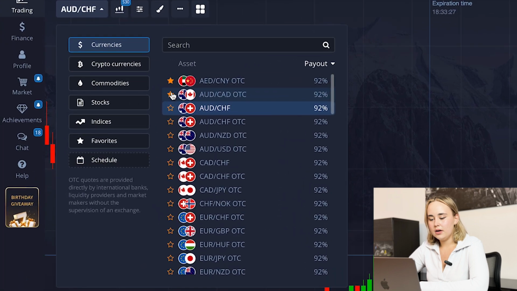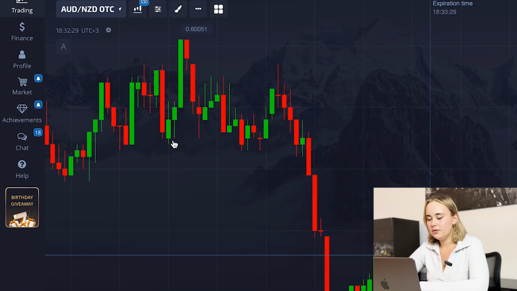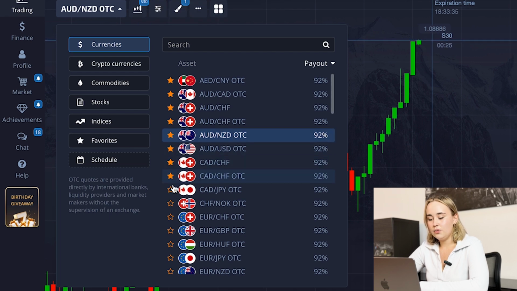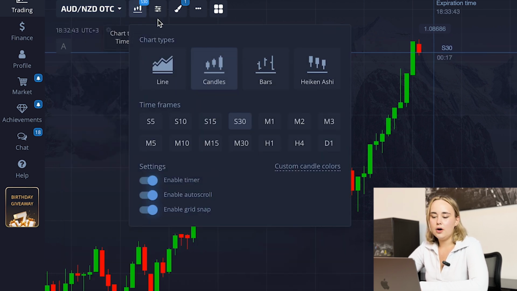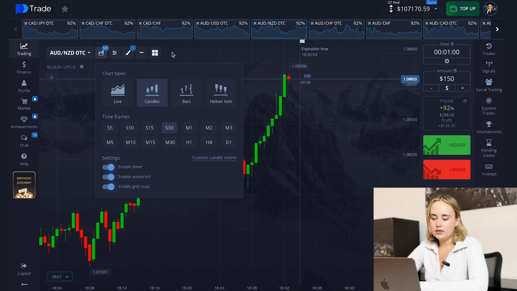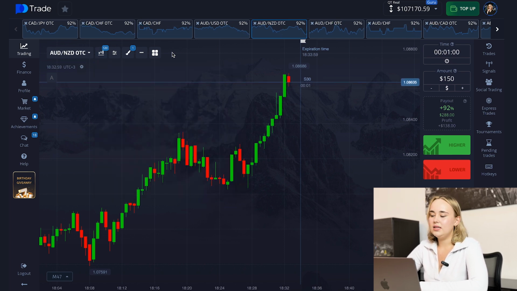As usual, we are gonna start with setting up our platform, so let's start with choosing assets. Remember, we are gonna choose as many assets as possible to fit on the screen, and remember to choose assets with the biggest payouts. And then we are gonna choose our chart type. We are gonna use candles for 30 seconds and make sure to enable all the settings right here. We are not gonna use any indicators today, and we are gonna learn to understand the market itself.